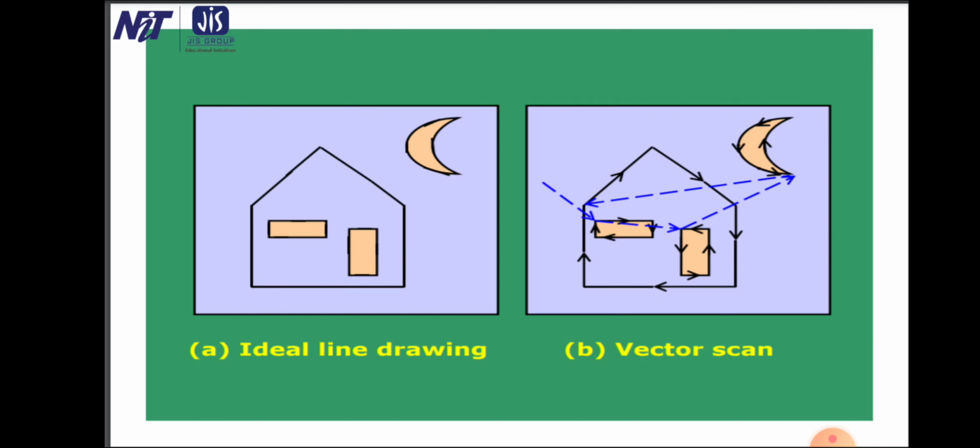So the beam was off. The blue dashed line shows that the beam then moved like this, brought to the vertex. The rectangle is drawn horizontally right, vertically down, horizontally left, vertically up again to form a rectangle.